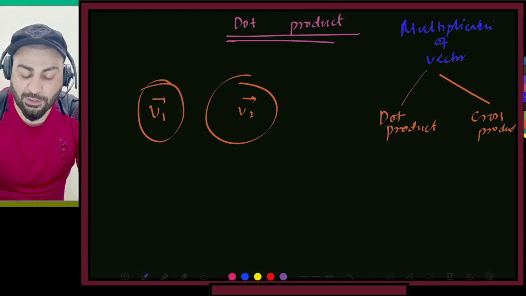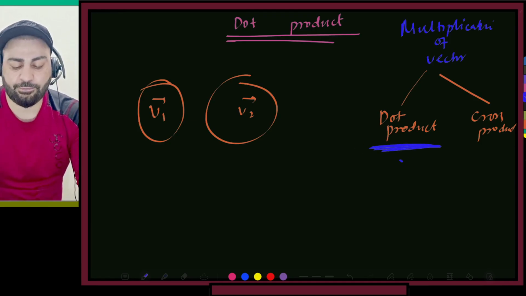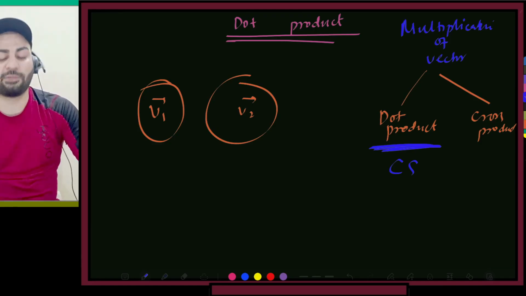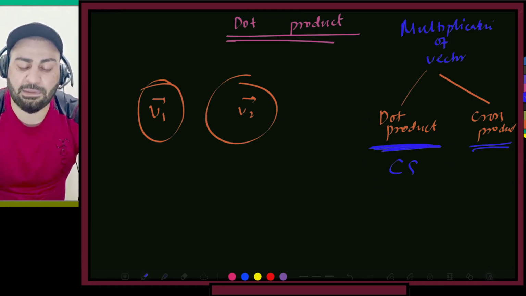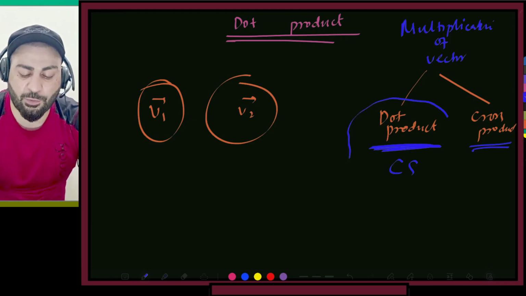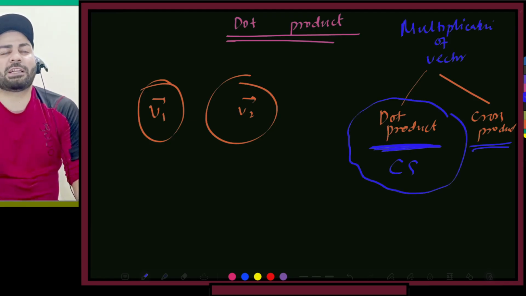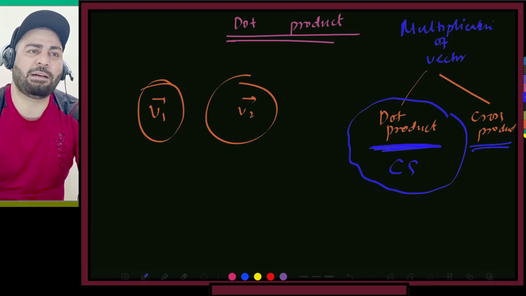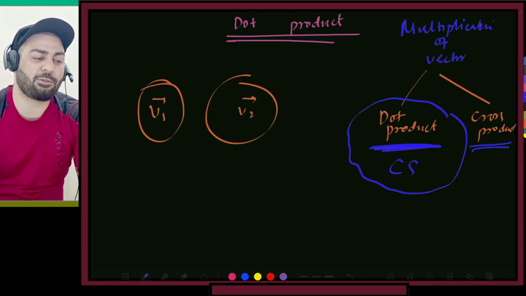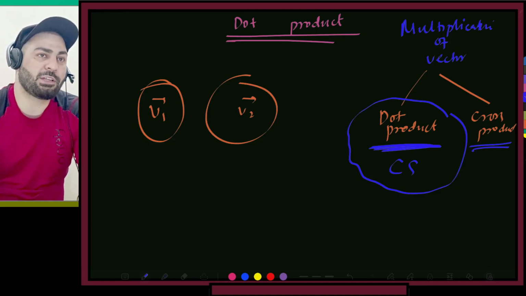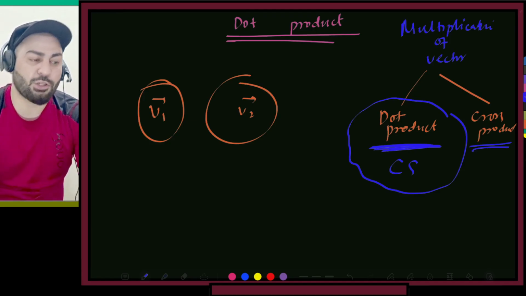More or less we will be concerned with the dot product. In computer science, we will be mostly concerned with the dot product and maybe sometimes also with the cross product. But here we'll take the dot product in detail, because it is such a beautiful concept, it is used everywhere, and it has a lot of physical significance. In computer science, we use it for a lot of tasks. So what is this dot product?